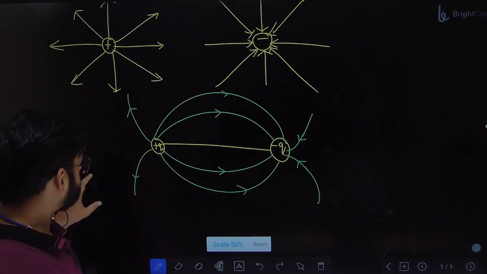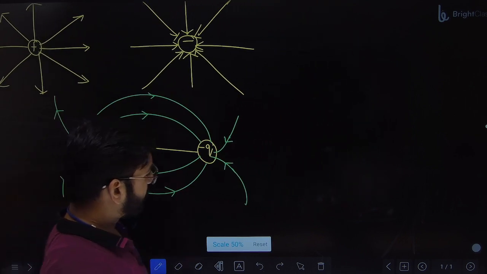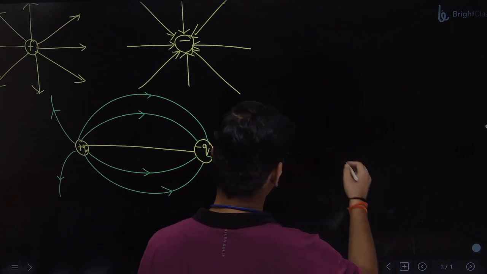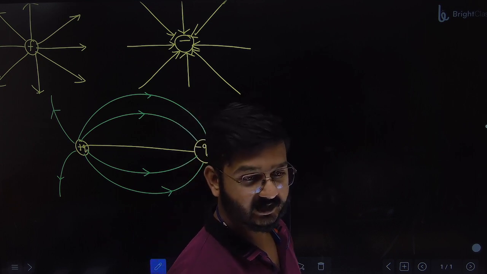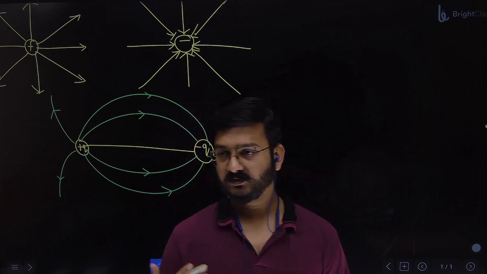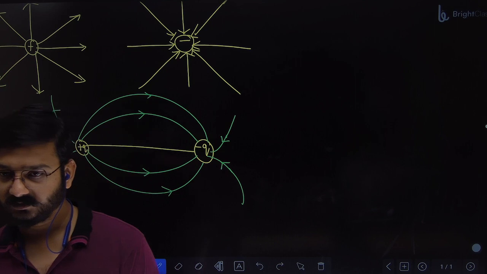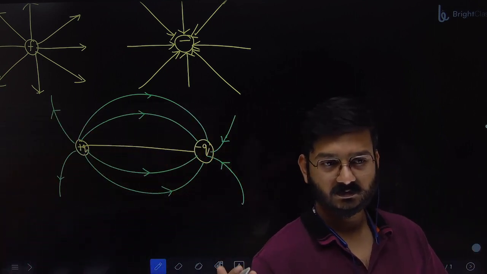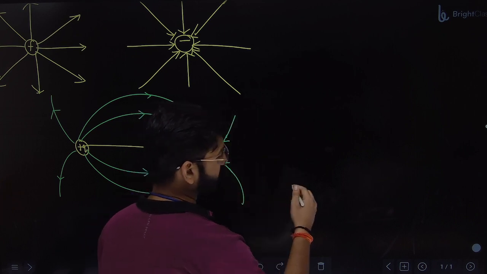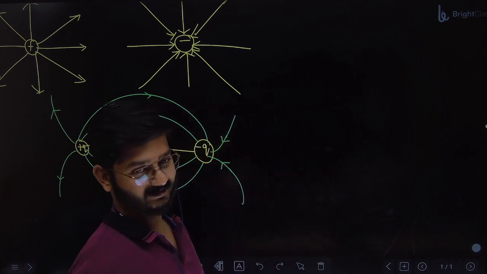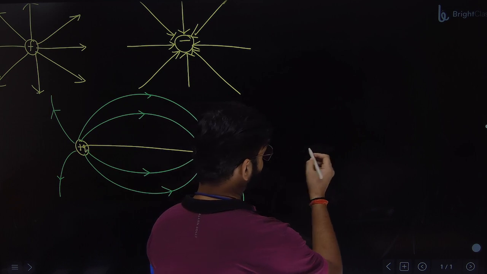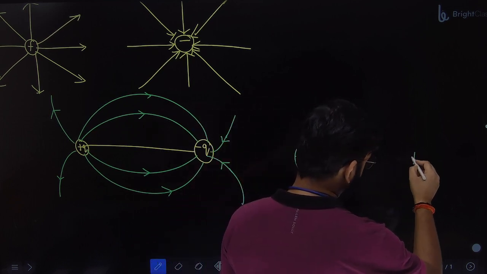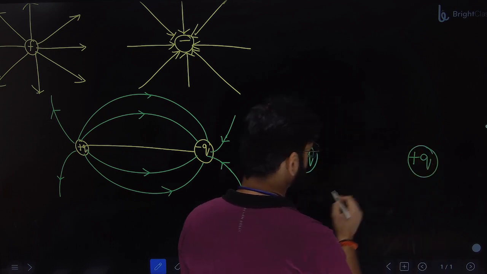Now, if I change the scenario, if I say that both the charges have the same polarity, either both of them are plus q or minus q, will the field lines meet? No. They cannot intersect in any way. They will never intersect.